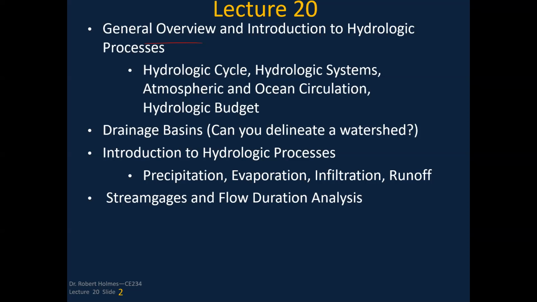A couple things that you really need to be able to execute and understand well are delineation of a watershed, making sure that you can do that, and flow duration analysis. When we talk about hydrologic processes, this is sort of encapsulating all that we're going to learn. We're going to have detailed lectures on this throughout the next several lecture periods, maybe 14 or so lectures.